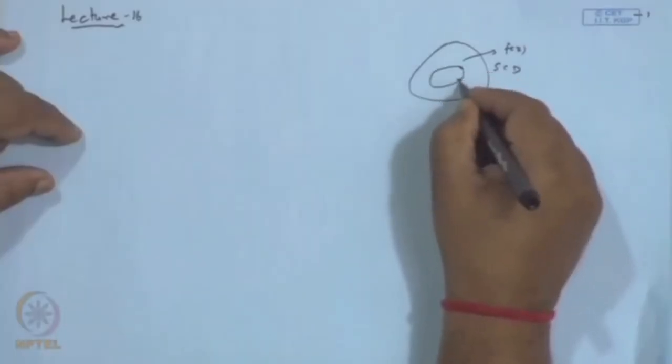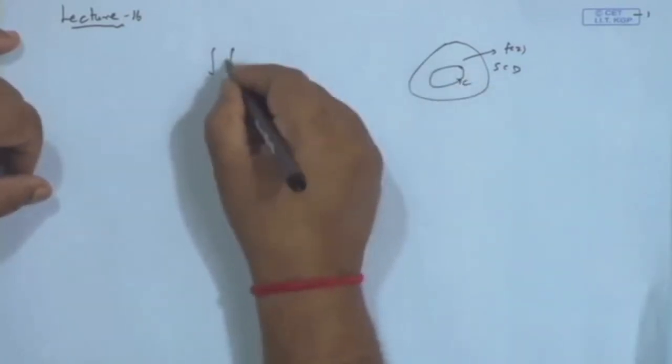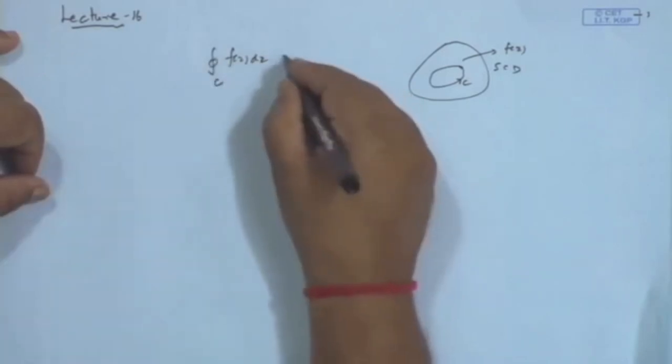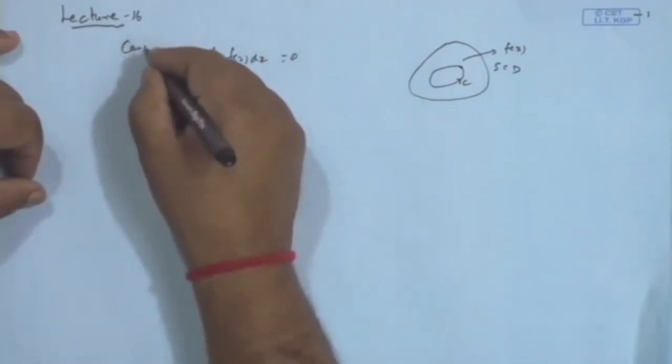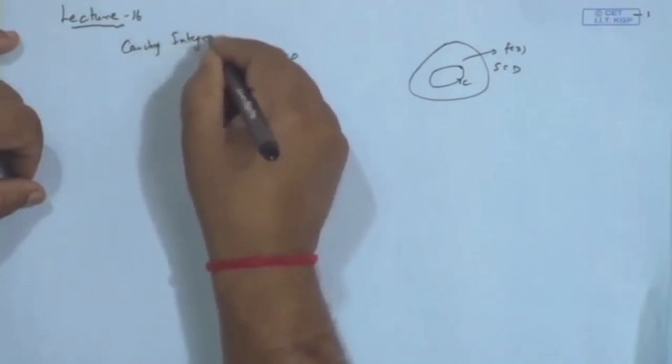In the last lecture, we discussed the Cauchy integral theorem. The Cauchy integral theorem says that if the function is analytic in a simply connected domain D, then for every simple closed curve C lying inside D, the integral of the function f(z) dz along this curve C will be 0. This is the Cauchy integral theorem.